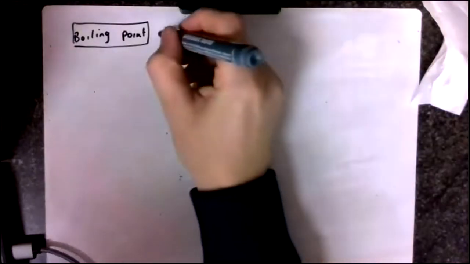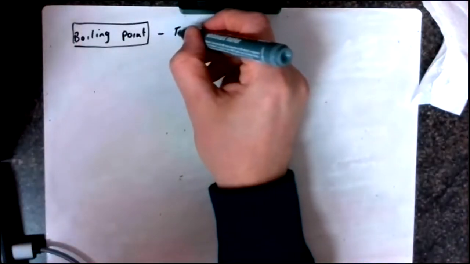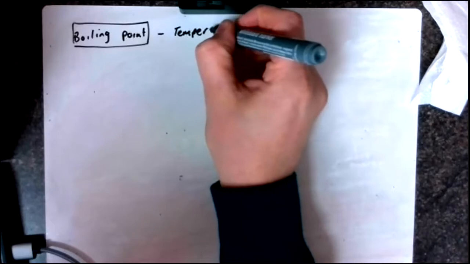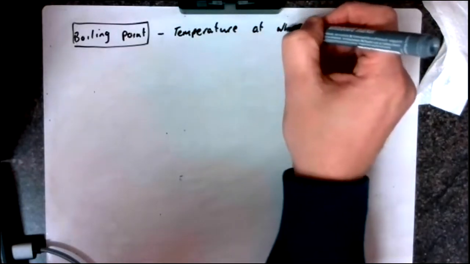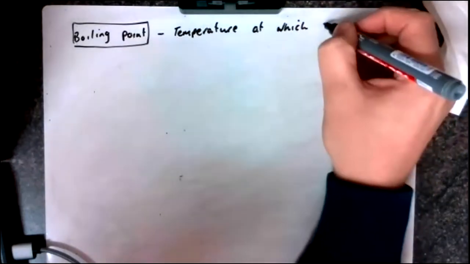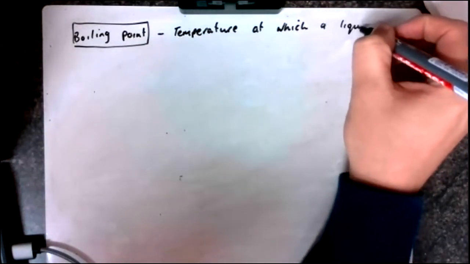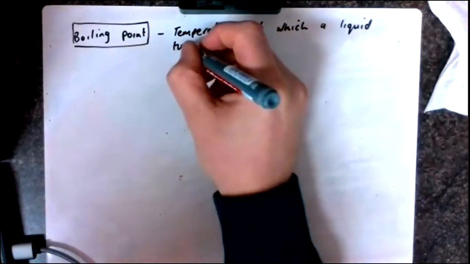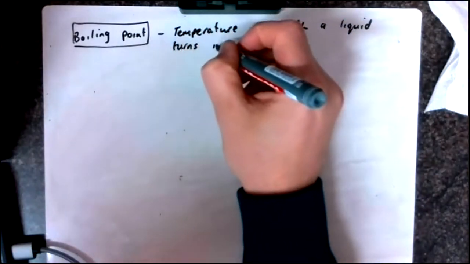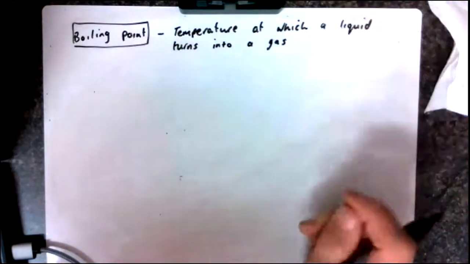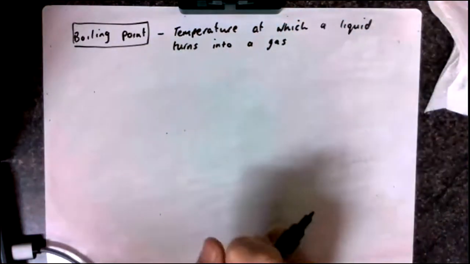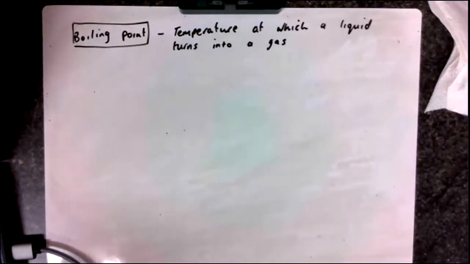Okay, so I'm hoping that you said that the boiling point is a temperature, first of all, the temperature at which a liquid turns into a gas. That's the definition of what a boiling point is, the temperature at which a liquid turns into a gas. We will see boiling points again in more detail just a little while.